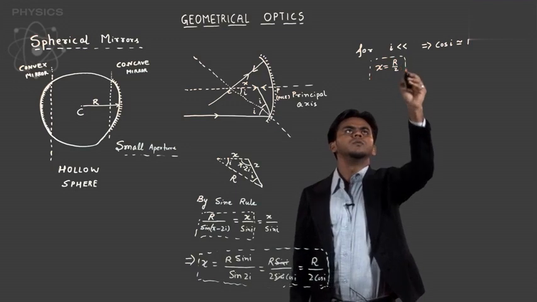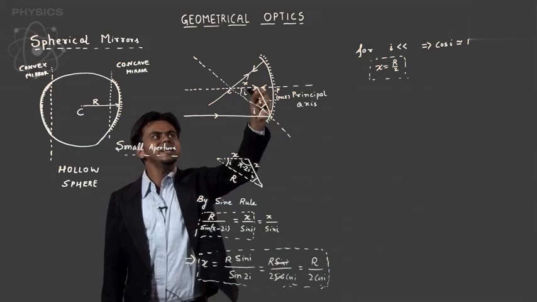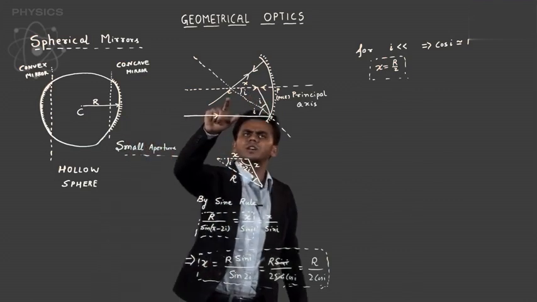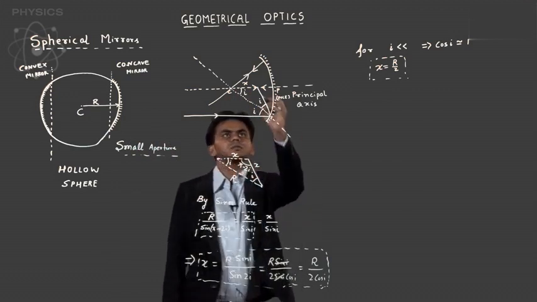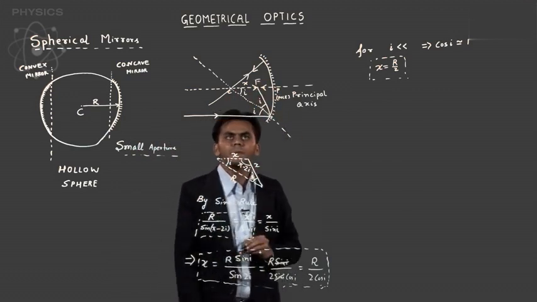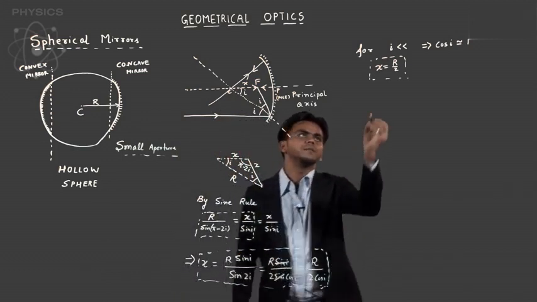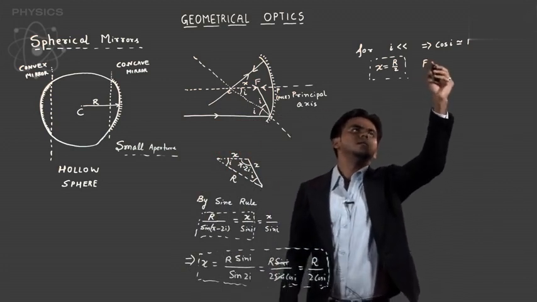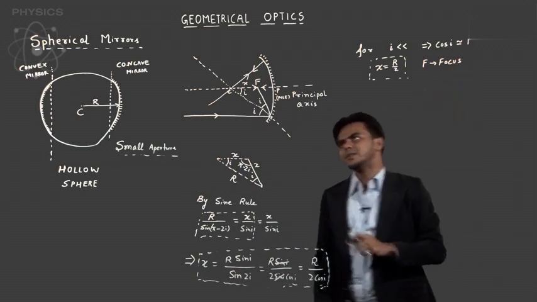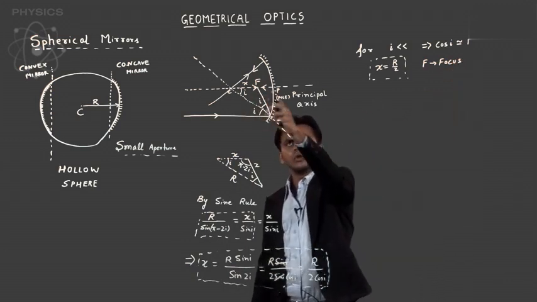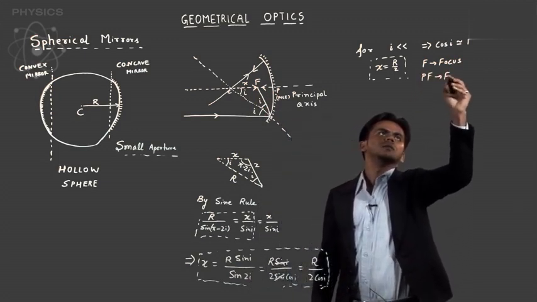So x becomes r by 2, which means that all the parallel rays would meet at the midpoint between the center of curvature and pole, and that point is known as the focus of the concave mirror. The distance of the focus from the pole is known as the focal length. So F here is the focus or focal point, and the distance of focus from the pole, PF, is known as focal length.